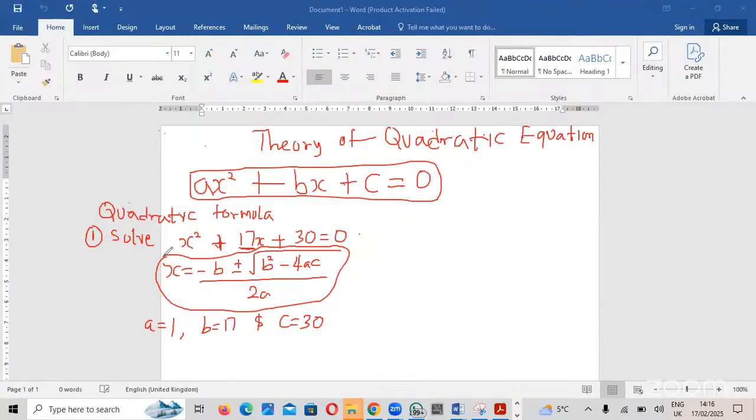We should now have x is equal to minus b, our b is 17, plus or minus the square root of... Who is making noise there? Please mute yourself.